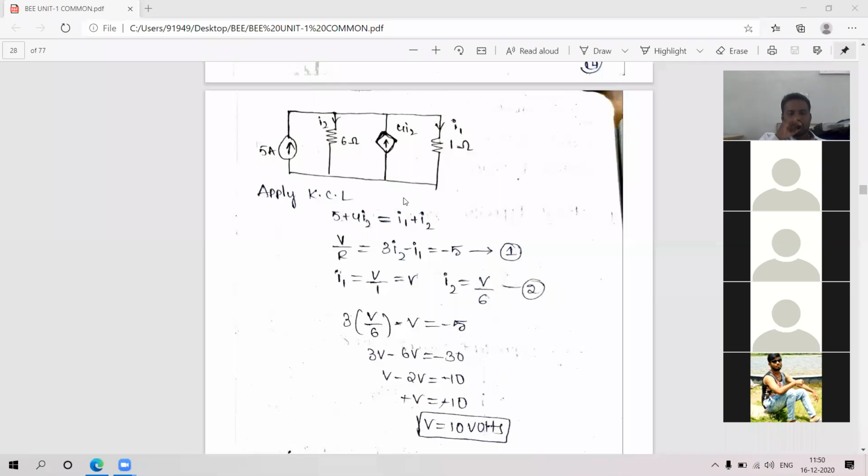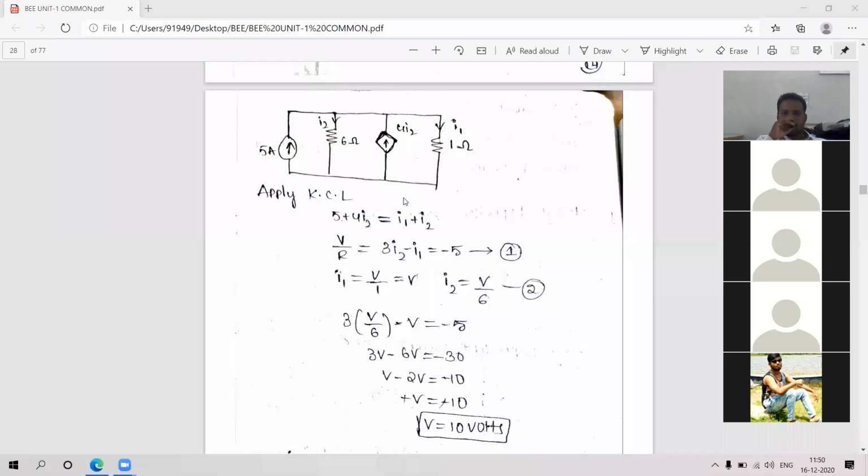Here I am having two current sources. One current source is an independent current source and the other is a dependent current source. You can see that one is in a circle, the other is in a diamond. You can observe that 5 amps is there.